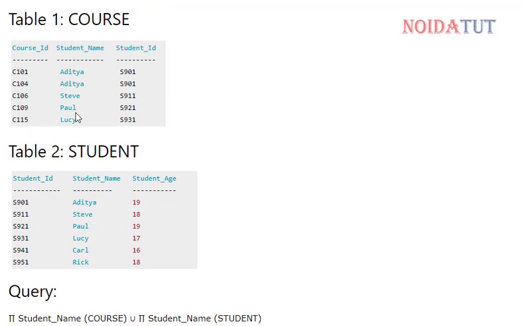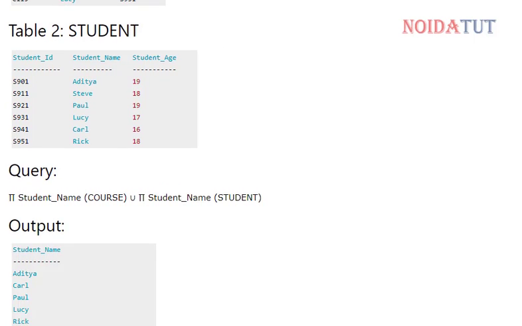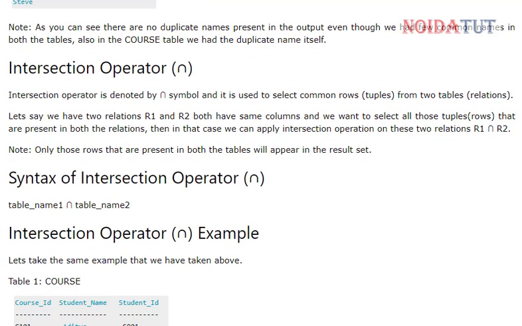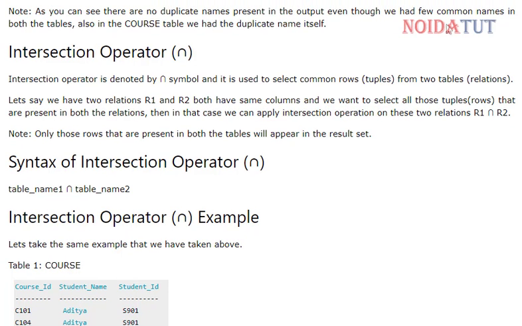1, 2, 3, 4, 5. In this, all the repeated data in both the columns have been removed. Now we can see that there are no duplicate names present in the output, even though we had a few common names in both the tables. Also, in the course table we had a duplicate name itself. In other words, we can say that it is the combination.